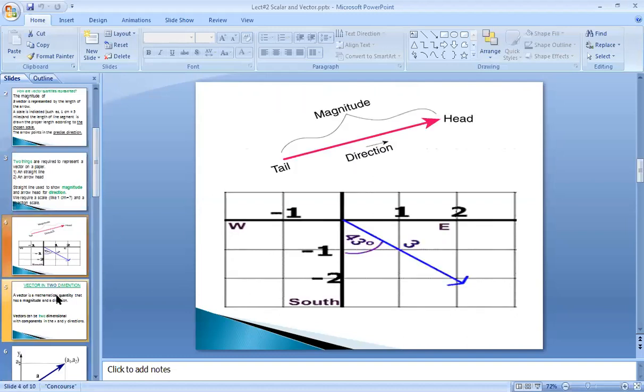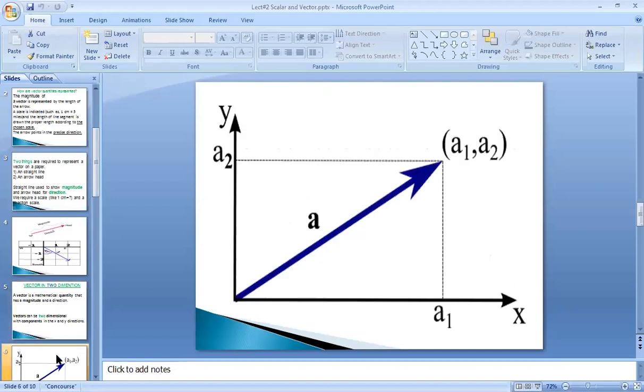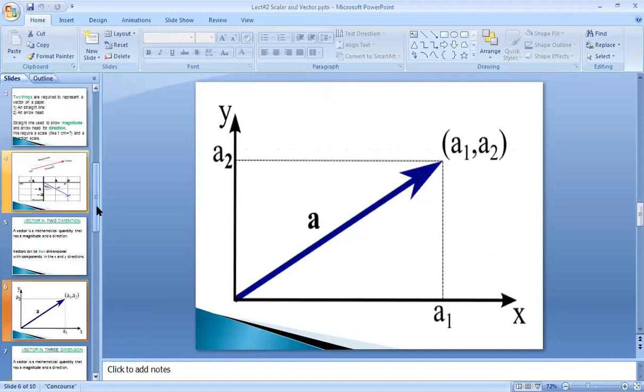Another slide you have seen: a vector in two dimensions. This is another example, very clearly mentioned here, that there are two vectors, A1 and A2. A1 is the horizontal component of the vector and A2 is the vertical component of the vector. The position vector is shown here, and you have seen the working in detail. I hope you understand this slide.